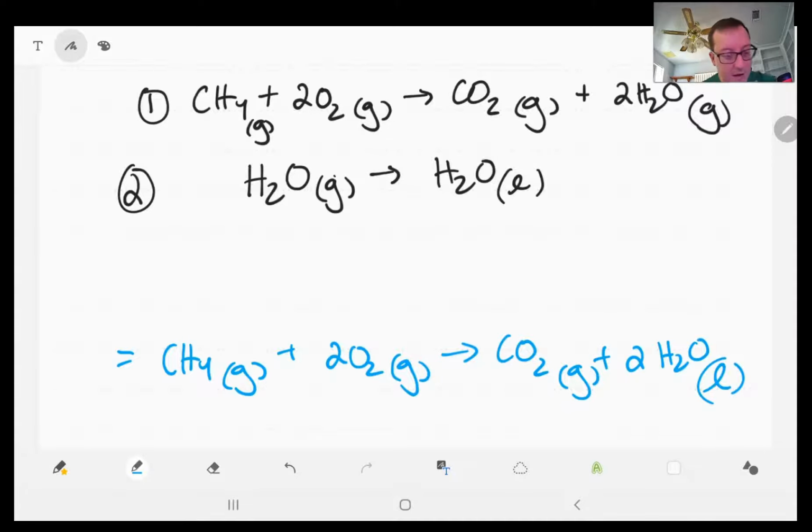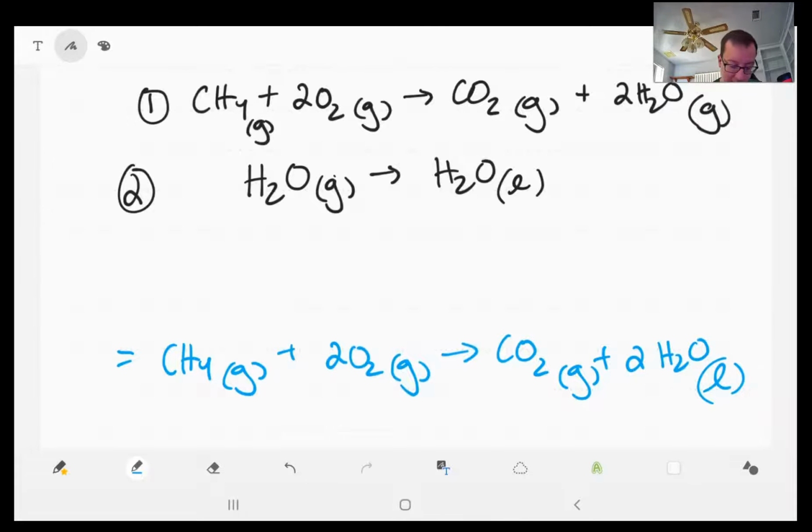Doesn't seem very exciting, perhaps, but it is. We remember that enthalpy is a state function, right? Which means its value is set already. It doesn't depend on how you get there. So Hess's law tells us that no matter if a reaction takes place in one step or multiple steps, the delta H is going to be the same.